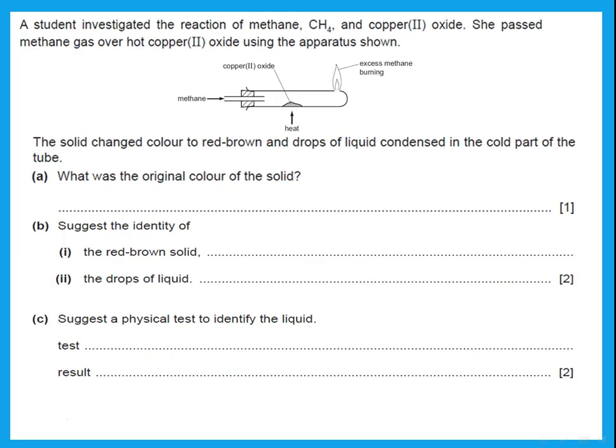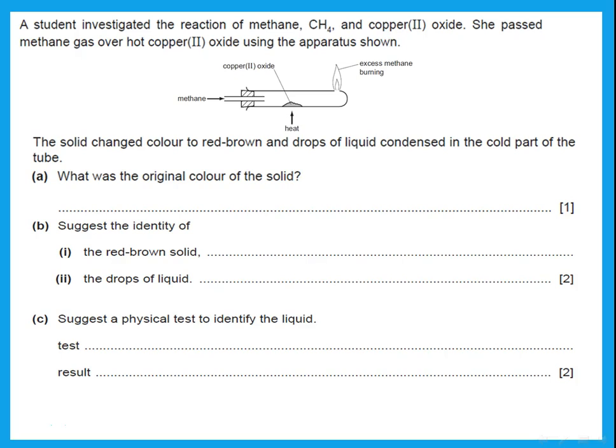Okay, this is another question. A student investigated the reaction of methane and copper oxide. She passed methane gas over hot copper oxide using the apparatus. The solid changed color to red-brown and drops of liquid condensed in the cold part of the tube. What was the original color of the solid? What did he have in that test tube? He said he had copper oxide.